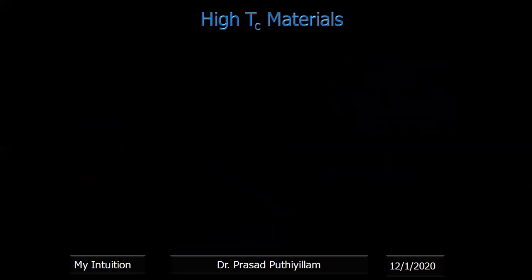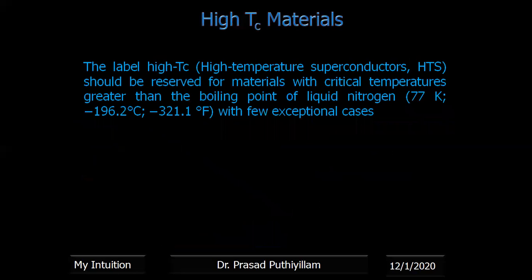High critical temperature materials. The label high critical temperature material, or high temperature superconductors, HTS, should be reserved for materials with critical temperatures greater than the boiling point of liquid nitrogen. The liquid nitrogen boiling point is 77 Kelvin, or negative 196.2 degrees Celsius, or negative 321.1 degrees Fahrenheit. There are a few exceptional cases also.